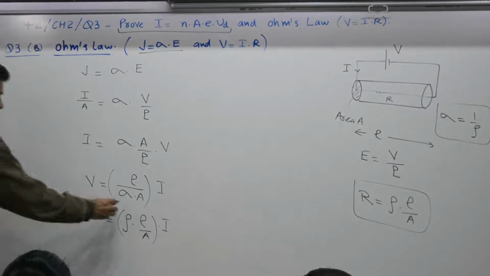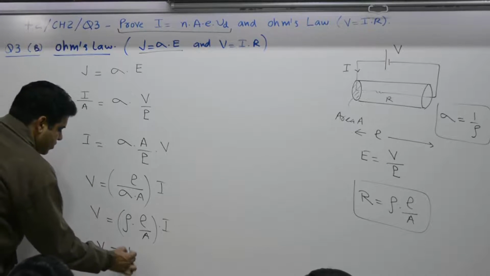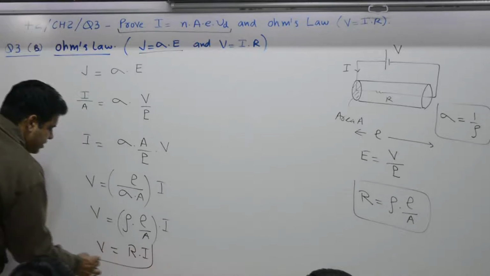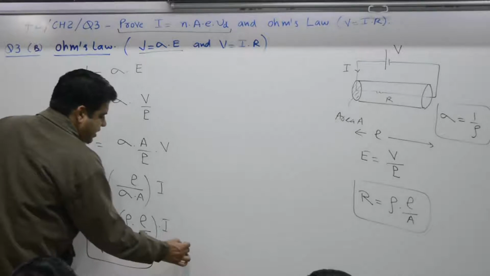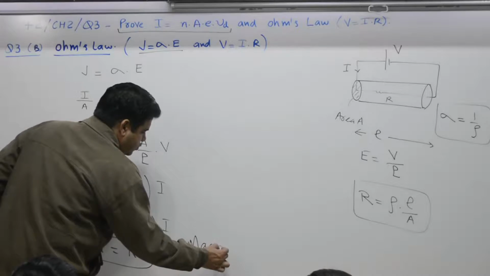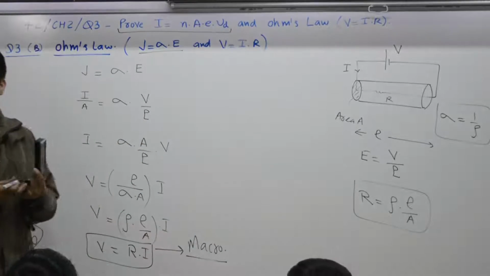So this whole thing is written as resistance. V is equal to R into I. This is Ohm's law in macroscopic form, the macro form of Ohm's law.